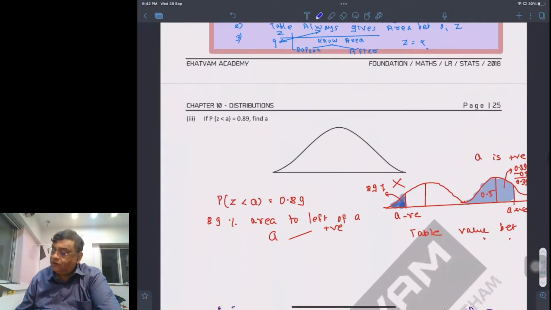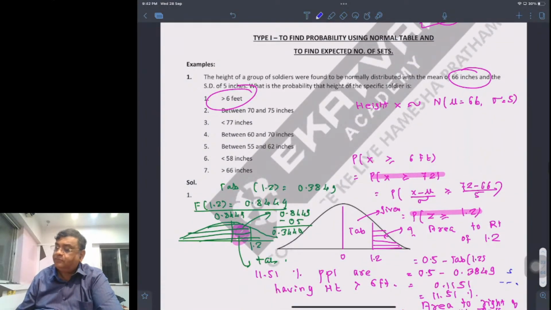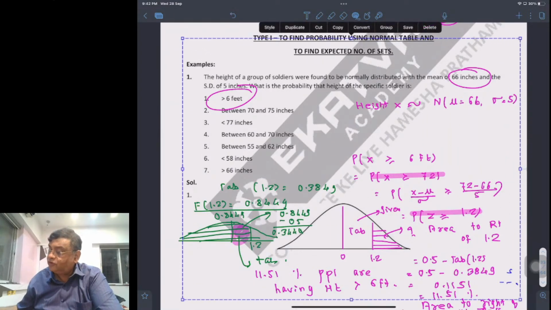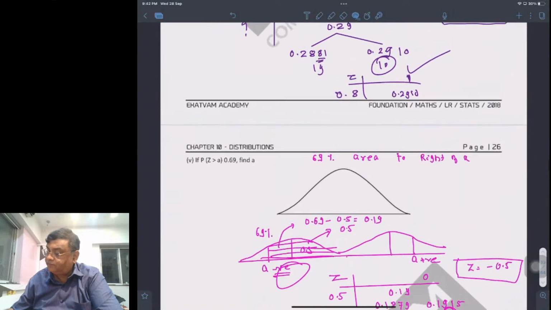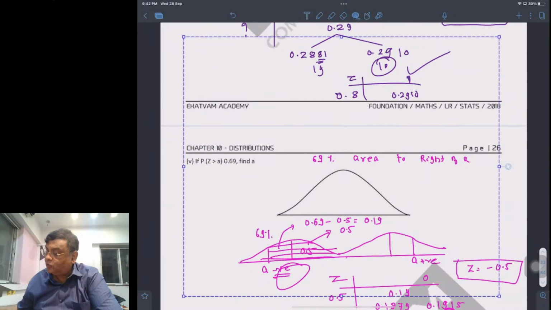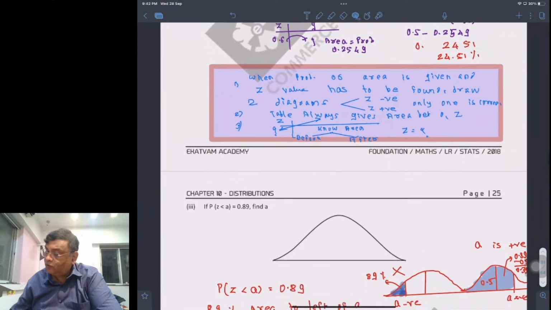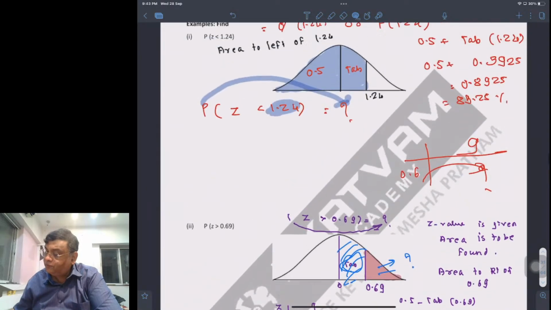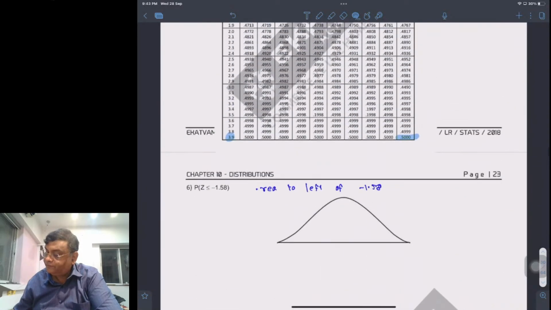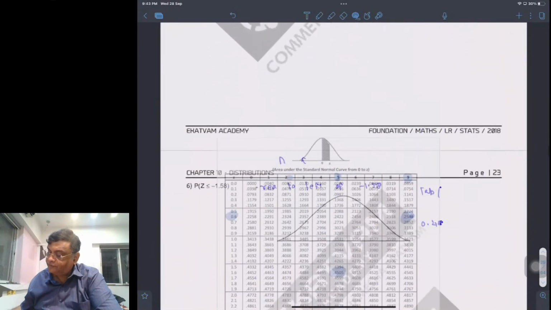Now I take your attention. The remaining part we will see slightly later, but at present come to the first type. Let us understand what the first type is all about. Type 1, like what we did in binomial distribution and Poisson distribution, is to find the probabilities.